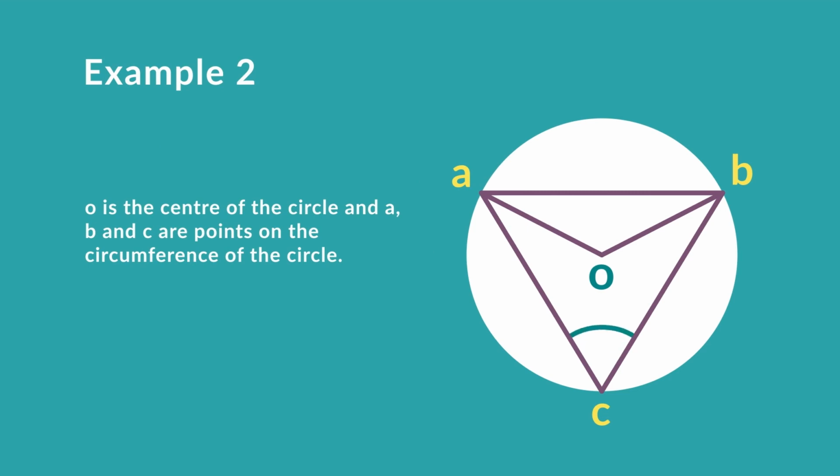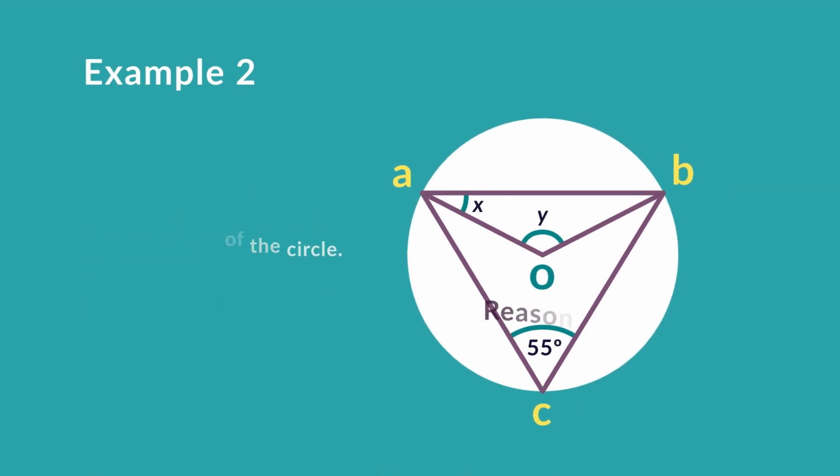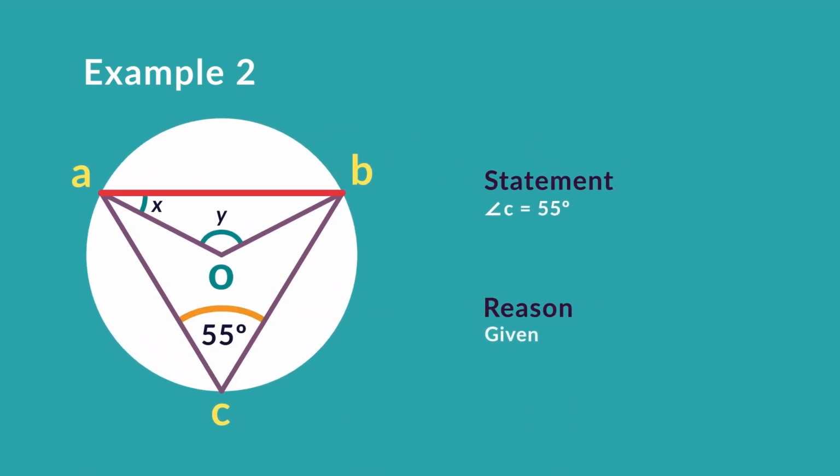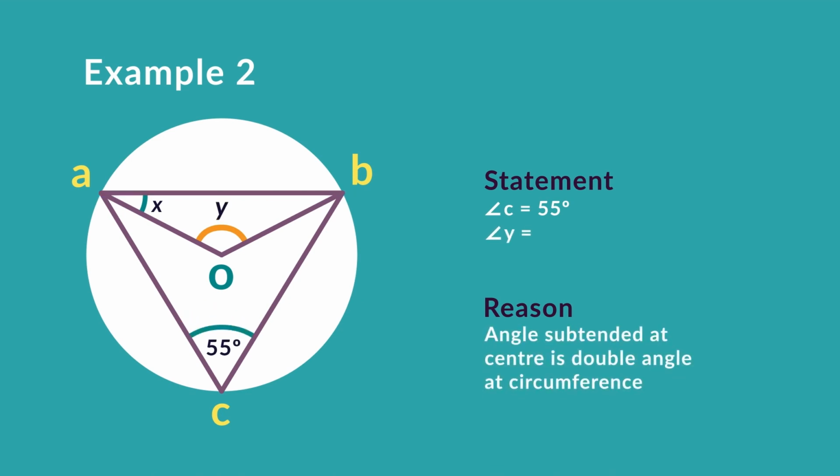Here is a second example, this time with a given angle C of 55 degrees. We need to find the values of the variables x and y. Chord AB subtends angle C at the circumference and the angle labeled y at the center. We know that y must be double the size of angle C, so it is 110 degrees.